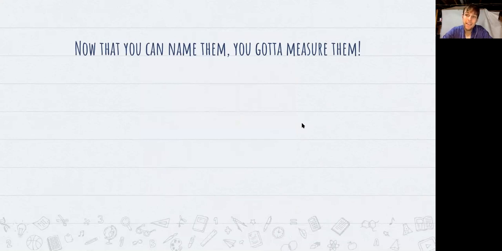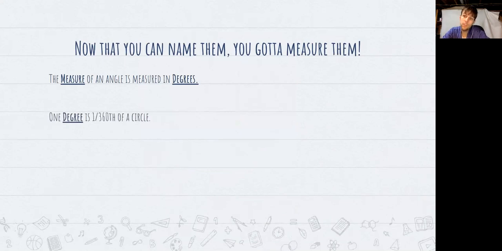All right, so now that we can name them, the other thing we want to be able to do with angles is measure them. So we are going to measure angles in degrees. So one way that a degree is defined is 1/360th of a circle.